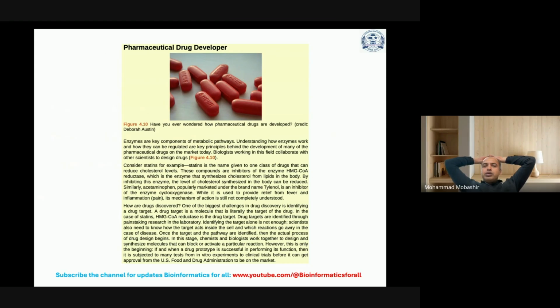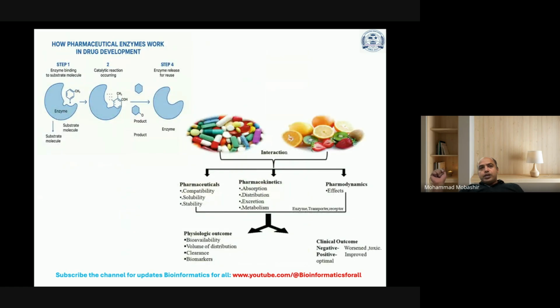Then it comes to the pharmaceutical drug development process. Of course, there is a potential role in metabolic activity, but it also helps the drug developer and how they could do it for pharmaceutical purposes or drug development purposes. It could be like enzyme binding to substrate, similar to what you have seen, then catalytic reaction, then product formation, and then release of the enzyme for reuse.